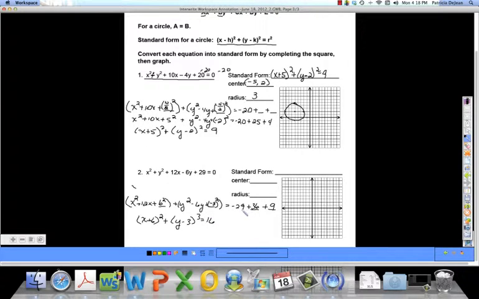Okay, negative 29 plus 9 is negative 20. Negative 20 plus 36 is 16. So this whole thing here is what we would put up here in the standard form blank. And our center, if we read that out, would be negative 6, positive 3, and the square root of 16 is our radius, which is 4.